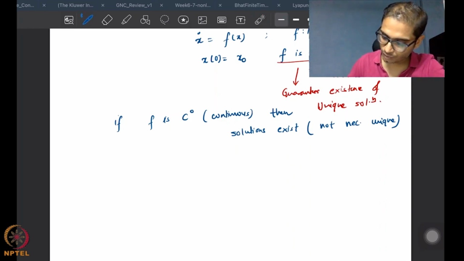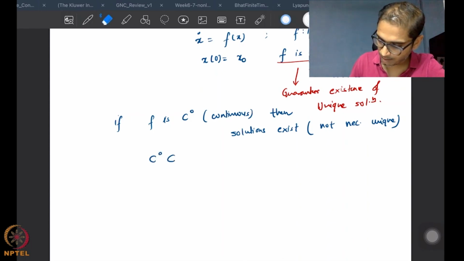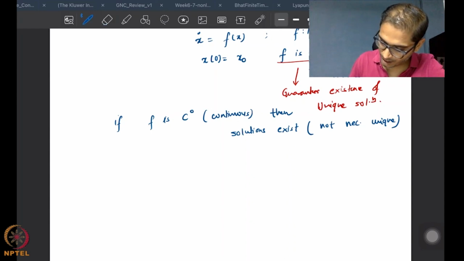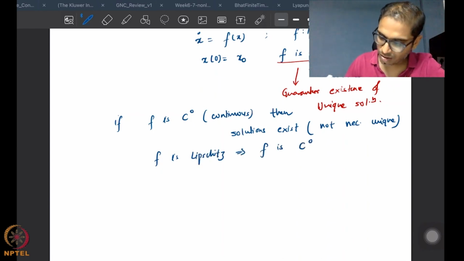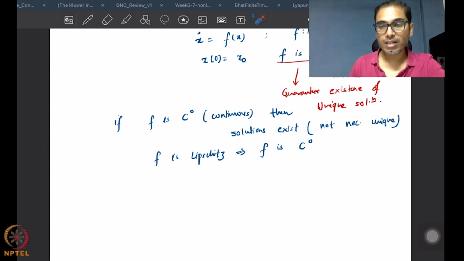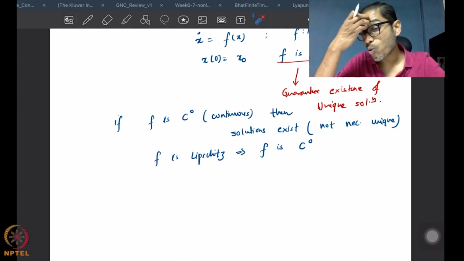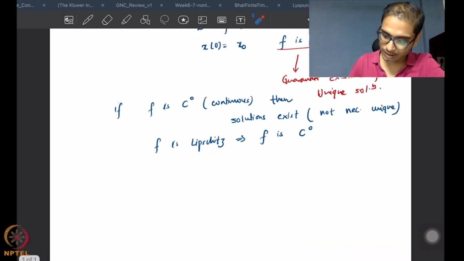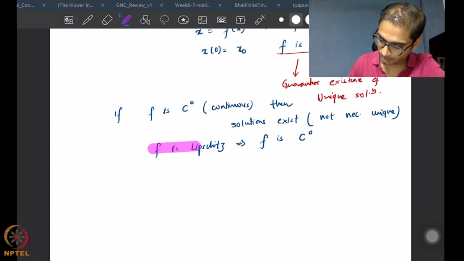So I hope one thing is clear: f is Lipschitz implies f is C0, so the set of Lipschitz functions is a subset of C0. Because what we are able to claim from the Lipschitz property is more than what we can claim from the continuity property of the right hand side, you can expect that being Lipschitz is something more than continuity. So what is this Lipschitz condition?